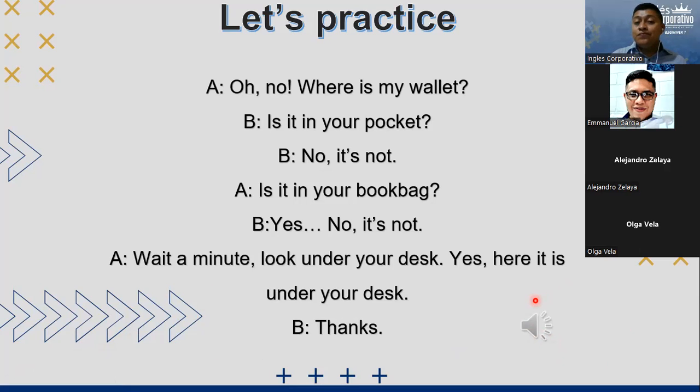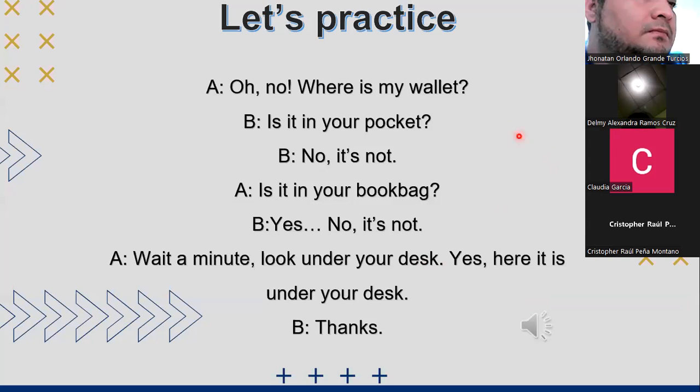Okay. ¿Ya han perdido su billetera con todos sus documentos? ¿Los 10 dólares del pasaje o no les ha pasado? Nobody? No. No, okay, that's great. You are lucky. You are lucky. Y si les ha pasado, you are unlucky. So, let's start with this.